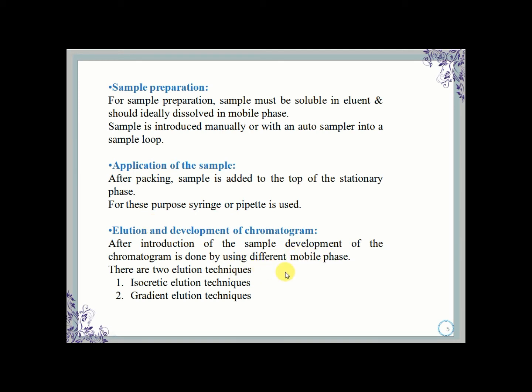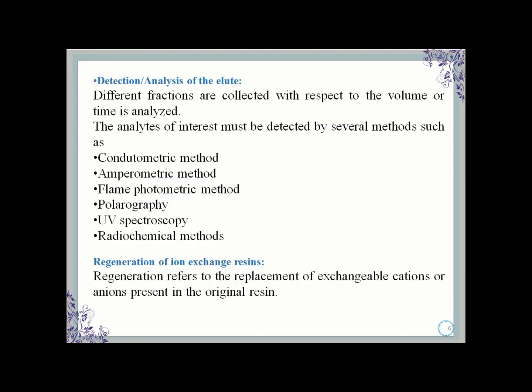Now moving further to the detection. Different fractions are collected with respect to volume or time and analyzed by several methods. The analyte of interest must be detected by some means for the analysis, depending upon the nature and quantity of the ionic species, such as conductometric method, amperometric method, flame photometric method, polarography, UV spectroscopy, radiochemical methods.